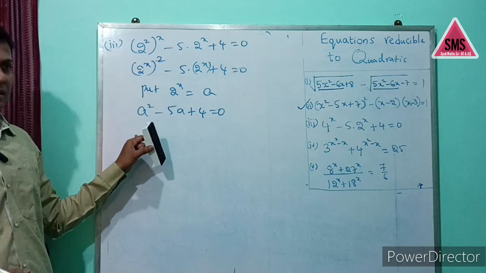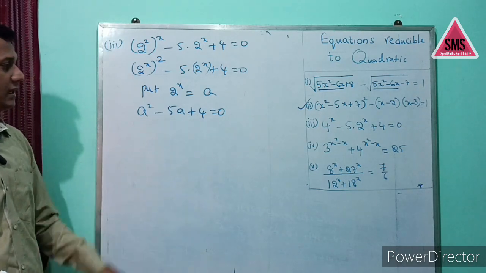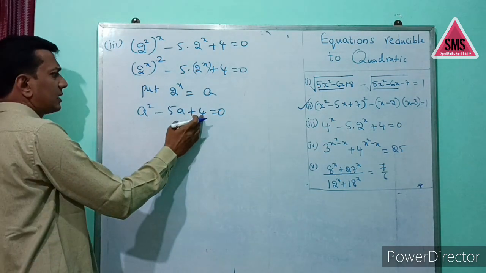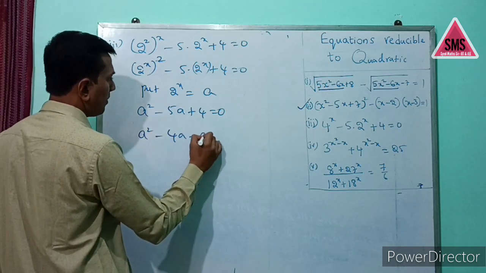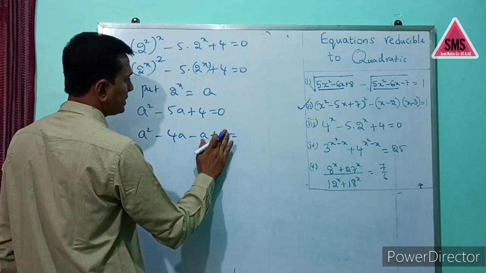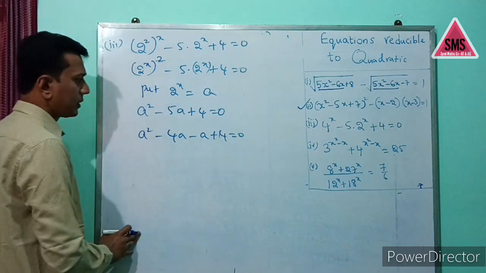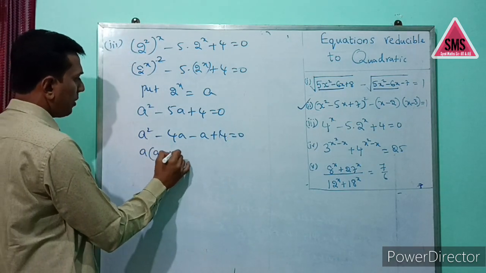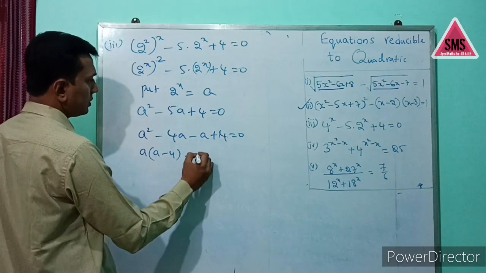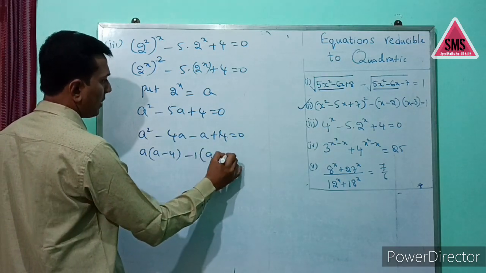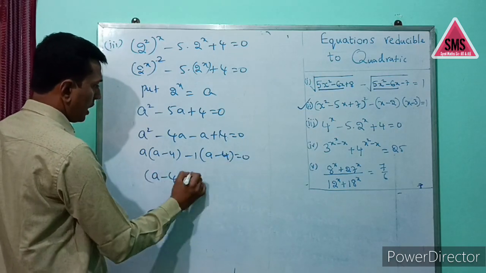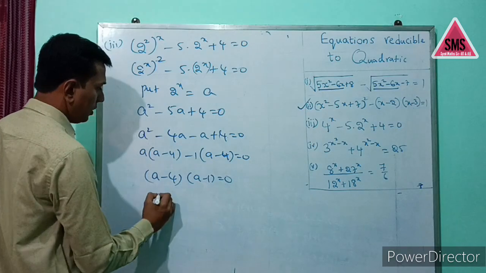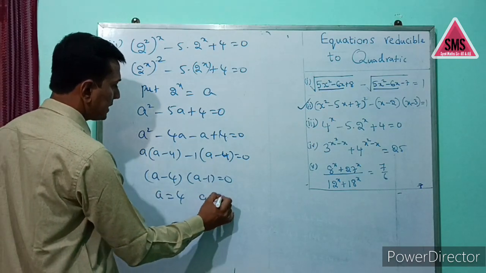So factorize this one. You will get the factors: a square minus 4a minus a plus 4 equals 0. What is the common thing? a minus 4 is common here, here minus 1 is common, and a minus 4 will be left. So a minus 4 and a minus 1 equals 0. Then a equals 4, a equals 1.